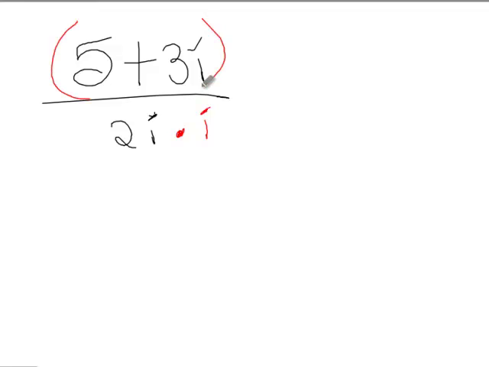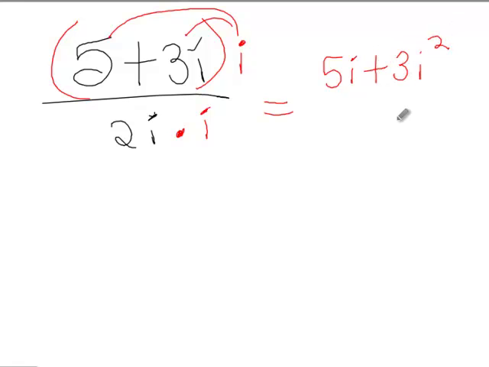When we multiply the numerator up here by i, we're going to make sure that we distribute it all the way across. And that's going to give us 5i plus 3i squared. And again, we're going to change this i squared into negative 1. So what we have here is we really have 3 times negative 1.